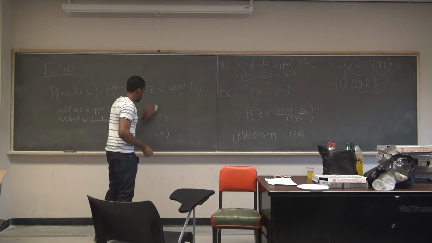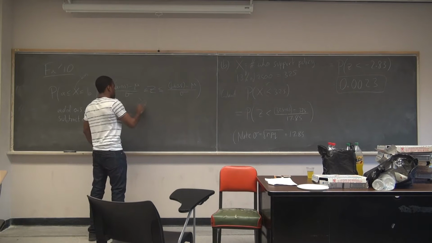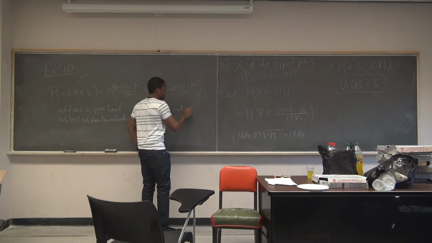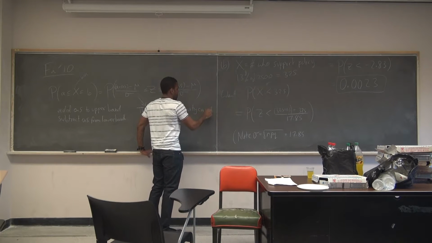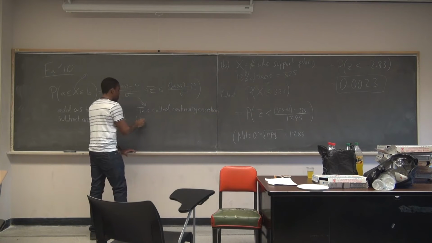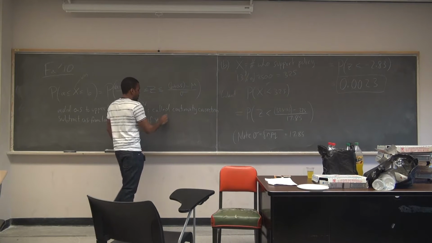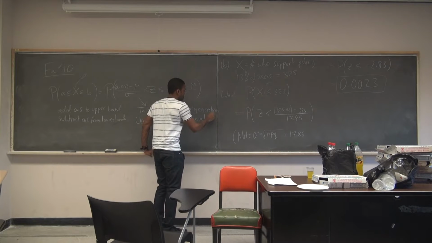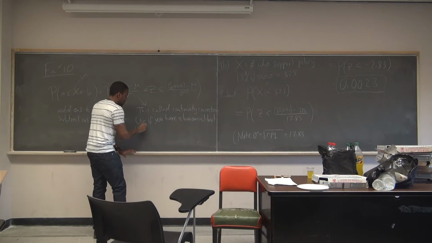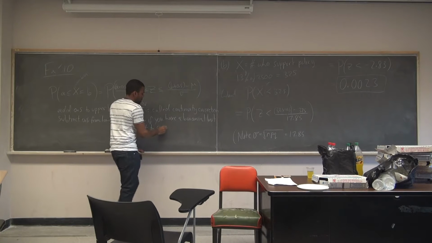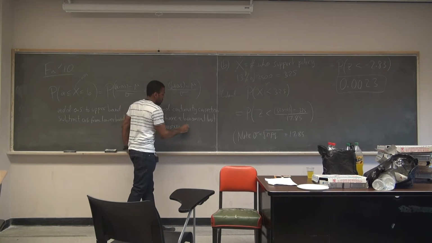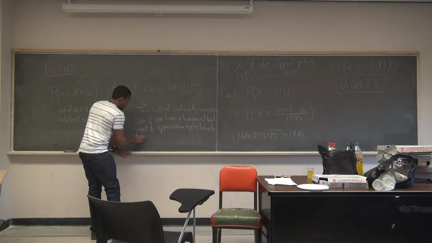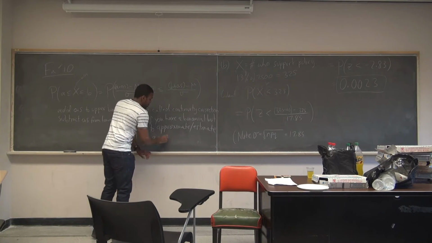So this is called continuity correction. Use it if you have a binomial but want to approximate or estimate it with a normal distribution.